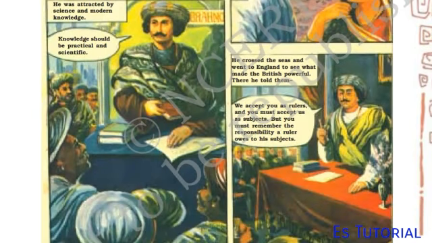He crossed seas and went to England to see what made British powerful. There he told them, we accept you as rulers and you must accept us as subjects. But you must remember the responsibility a ruler owes to his subjects. He was just trying to convince.